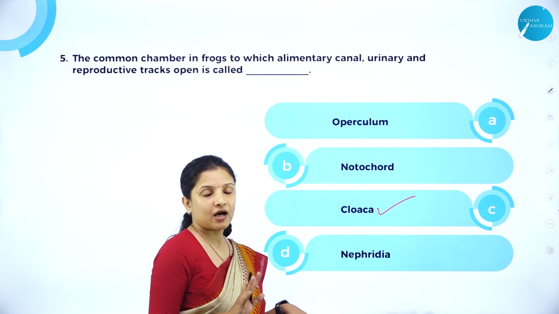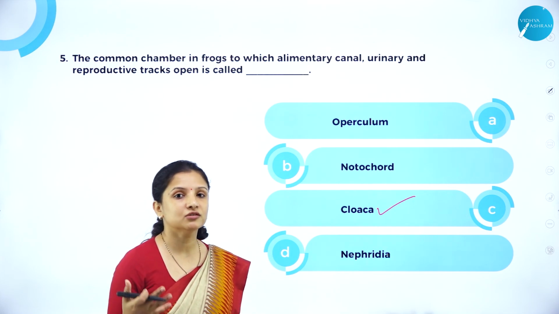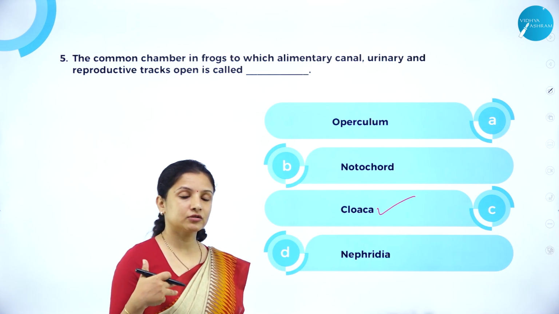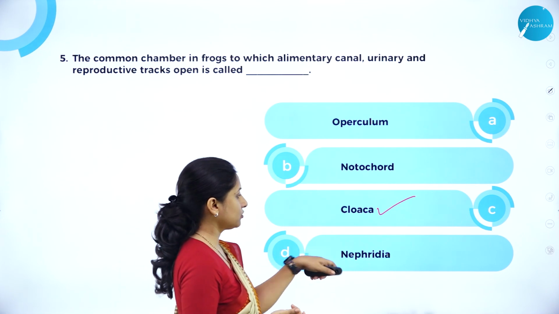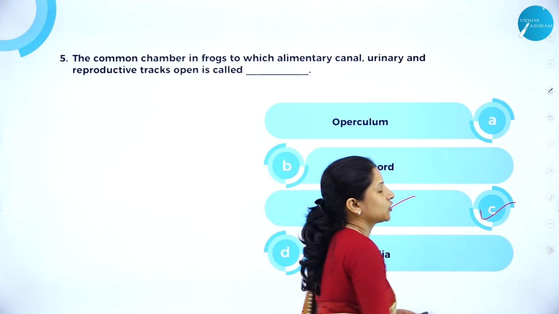Nephridia? No, nephridia are the excretory units present in the earthworm, or the excretory units of phylum Annelida. So this is also not the right option. The right option is option C, cloaca.